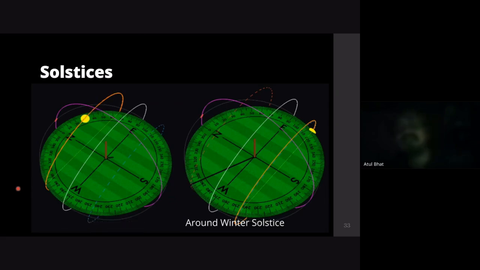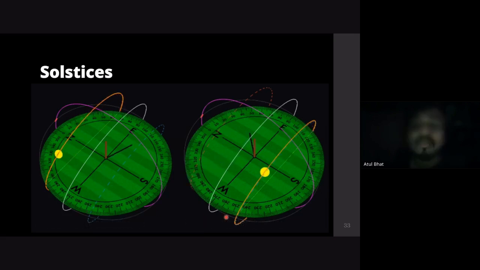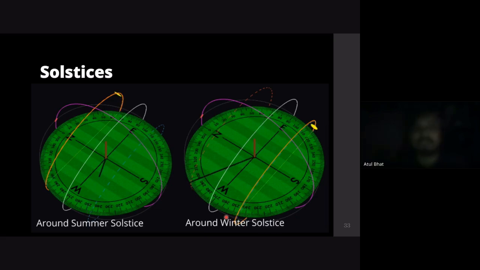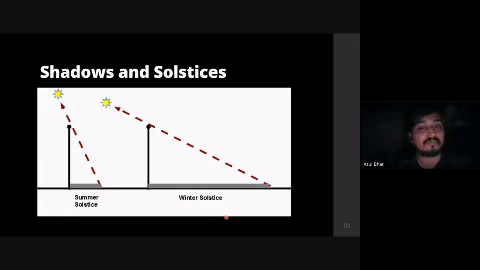Solstices are the days when you have the longest shadows. So these are also days you can measure. So around summer and winter solstice, you can actually measure these shadows and find out, really prove that the sun has reached the northernmost point in the sky on that day. So these are all scientific investigations that we can do as amateur astronomers. Yeah, so this is how the shadows will be during the summer and winter solstices.